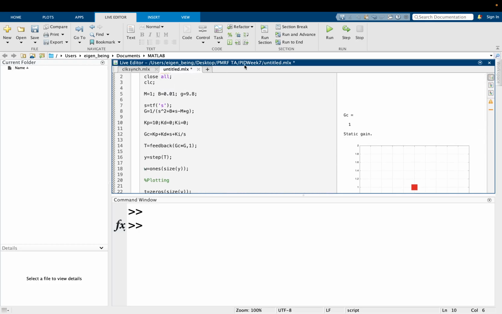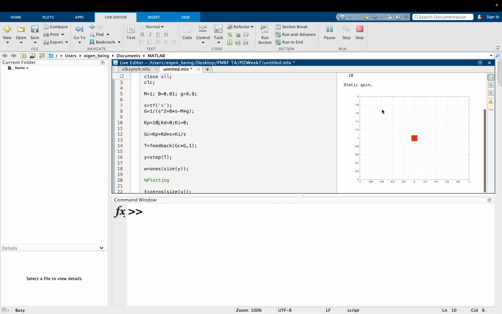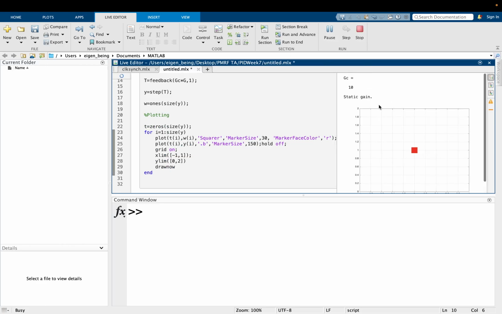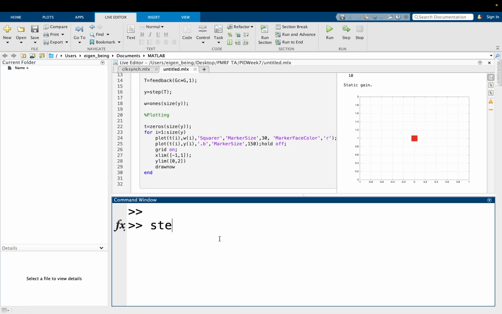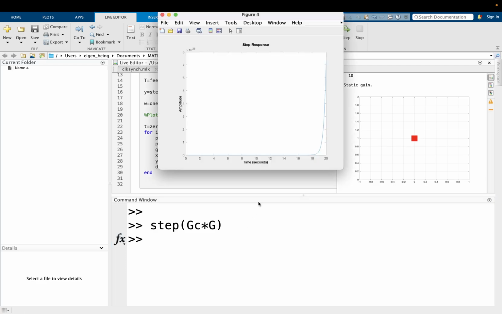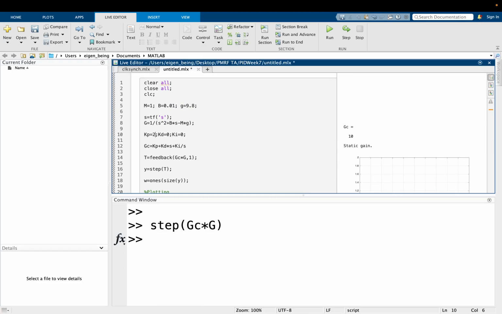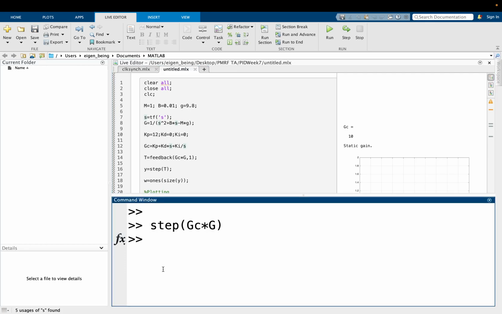Let me increase the value of Kp and let's see if it becomes stable. Oh wait, what just happened? Okay, I'll just plot the step. Okay, so what happens is it went away fast. It's still not stable. So maybe I'll increase Kp. Oh, before that, it's better to plot the root locus. So I'll just plot the root locus. Let's see if it is ever stable.